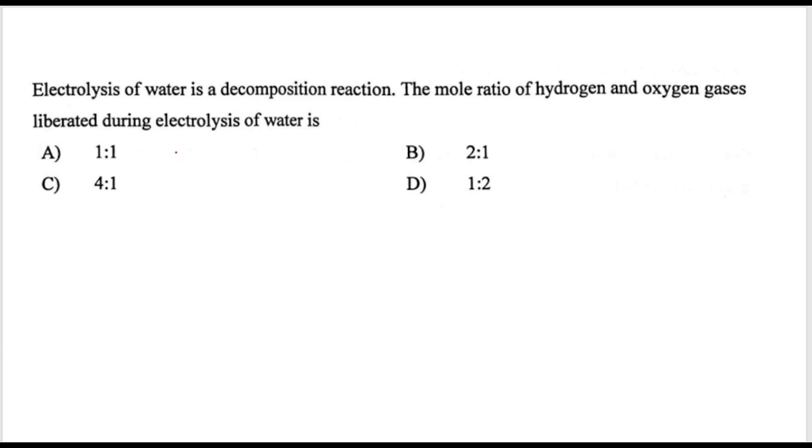Electrolysis of water is a decomposition reaction. The mole ratio of hydrogen and oxygen gases liberated during electrolysis of water, we know that 2 parts of hydrogen and 1 part of oxygen. So 2:1 is the ratio here. So option B.